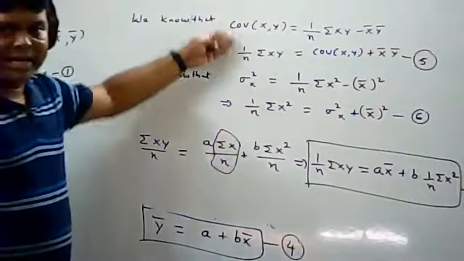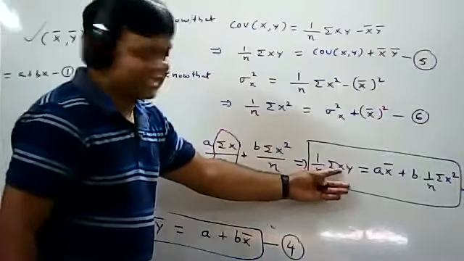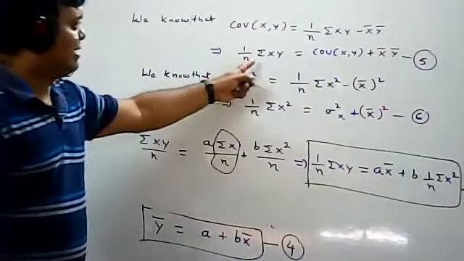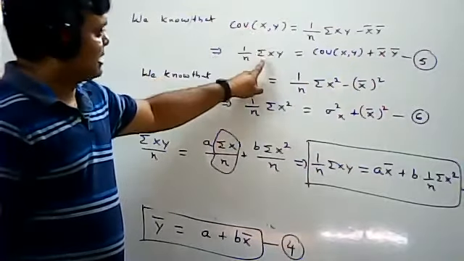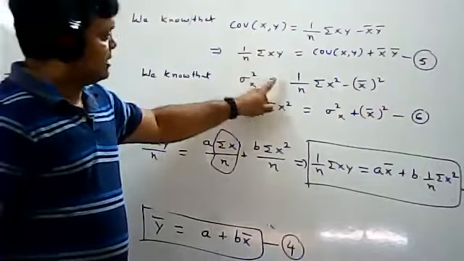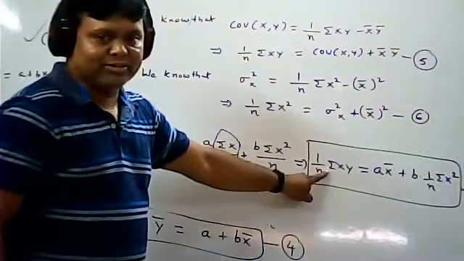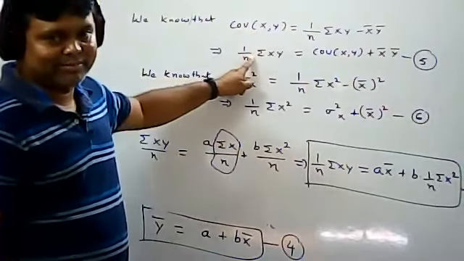Now I will tell you why I have calculated. Now see this one, 1 by n summation xy value I want. That is the reason I have calculated 1 by n summation xy. I have taken covariance of xy, and from that I have calculated 1 by n summation xy. If I know this value, I can substitute the value here.